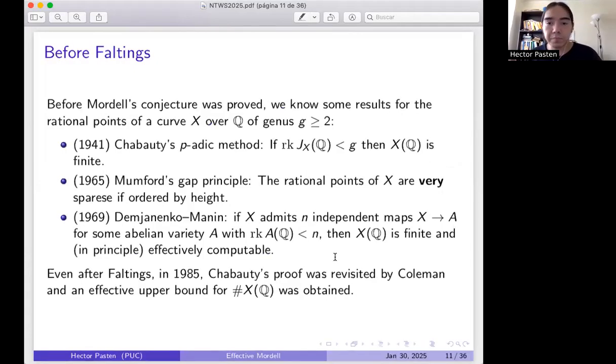Before Faltings' theorem, we knew some stuff about Mordell's conjecture. Some results are listed here. I'm not claiming this is everything we knew, but these are some landmark theorems before Faltings. First, there is Chabauty's p-adic method. If the rank of the Jacobian, so J sub X is going to be the Jacobian of my curve.